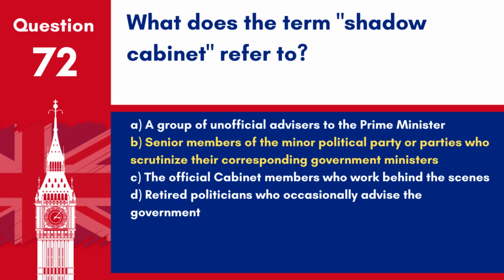Answer B. Senior members of the minor political party or parties who scrutinise their corresponding government ministers. The shadow cabinet is formed by the major opposition party to mirror the cabinet, allowing them to challenge and prepare to potentially run the government.